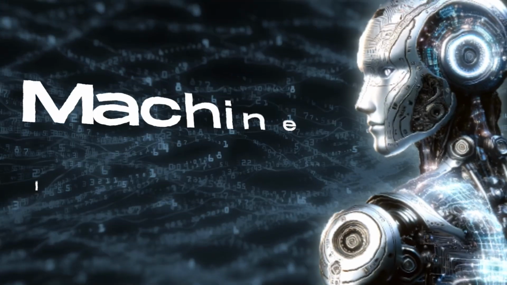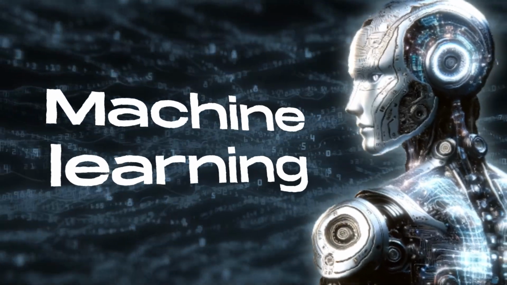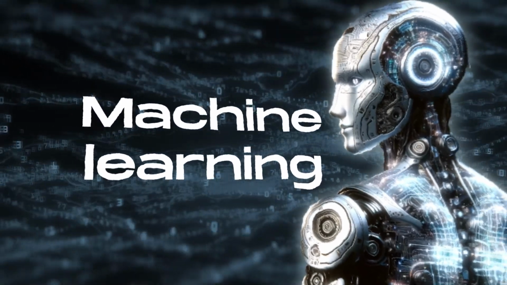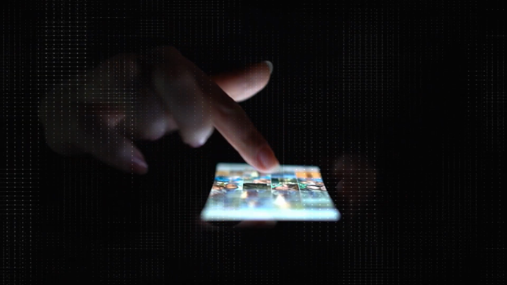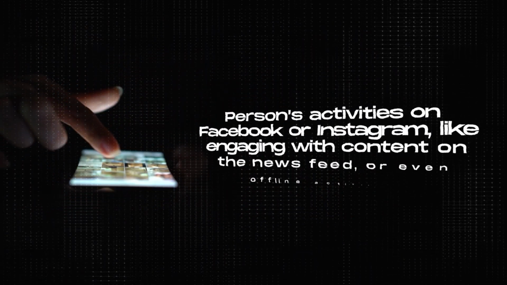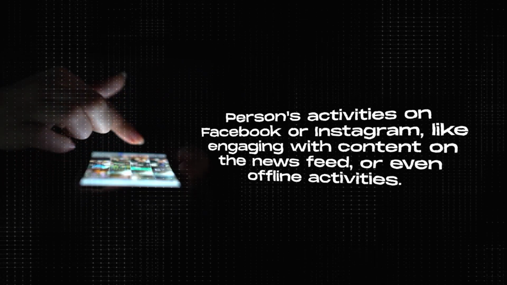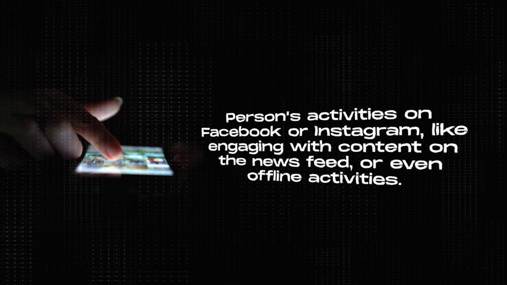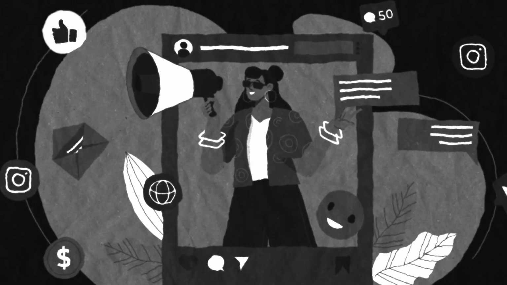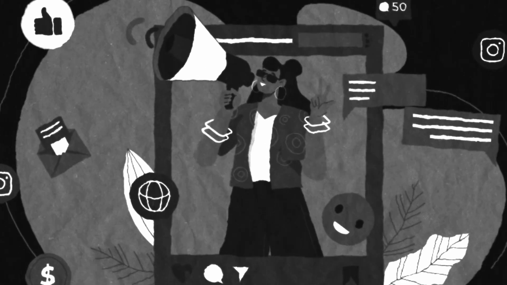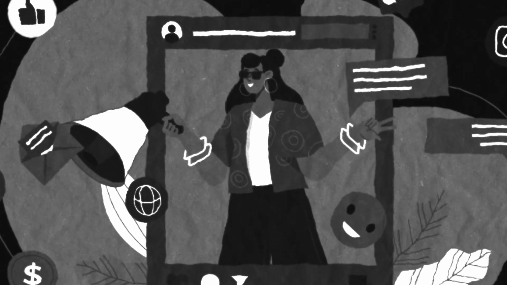To do all of that, Meta uses machine learning that improves on its own to estimate how likely the person is to complete the ad objective. And this is based on many factors, including a person's activities on Facebook or Instagram, like engaging with content on the newsfeed, or even offline activities, which is everything that happens outside Meta that the advertisers have decided to share with Meta, as well as related actions that other people might do by seeing the ad, and even the time of the day they are doing it.